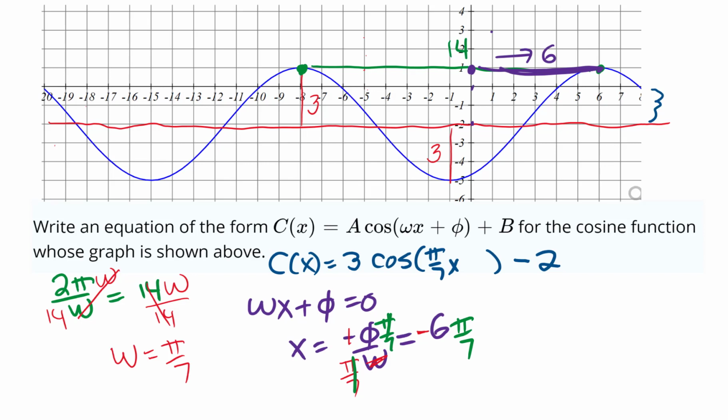So we want to come inside the parentheses here and put negative 6 pi over 7. There is the equation that we see graphed.